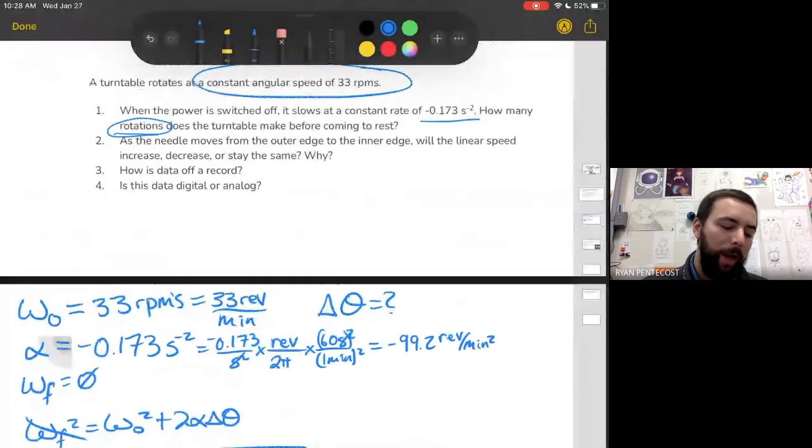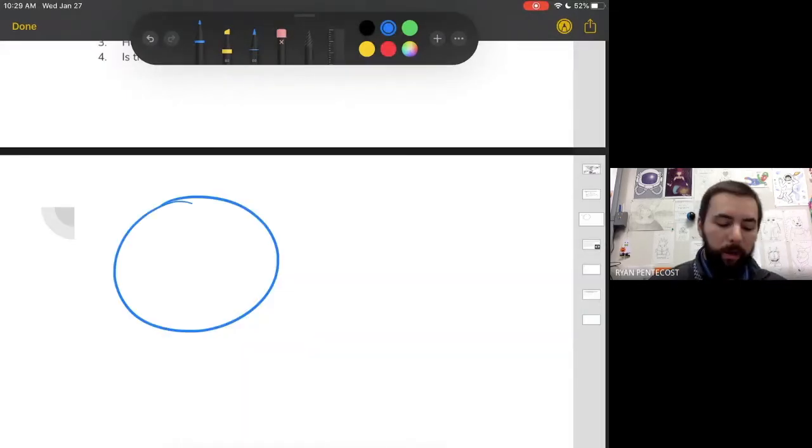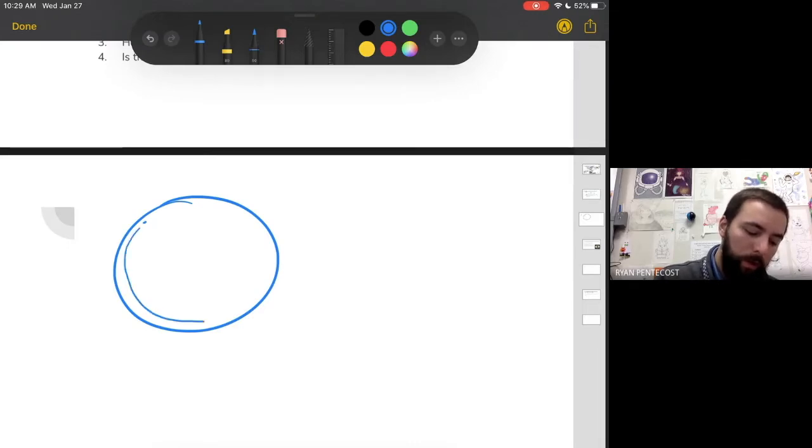Now, number 2 asks, as the needle moves from the outer edge to the inner edge, will the linear speed increase, decrease, or stay the same, and why? So when you're playing a record, right, you start the needle on the outside, and then as it plays, it actually spirals in, right, with all of these grooves that are in the record, right?